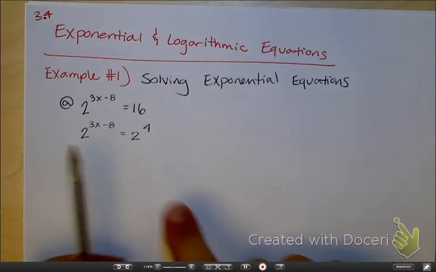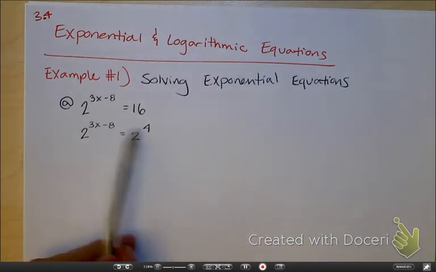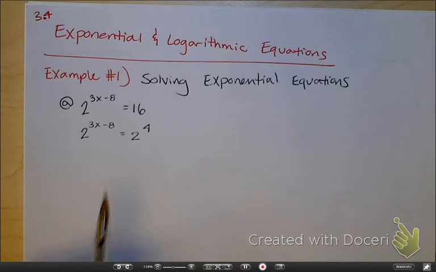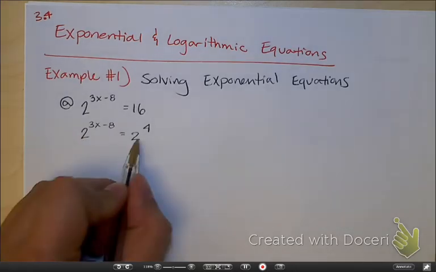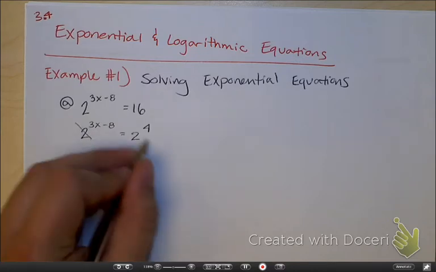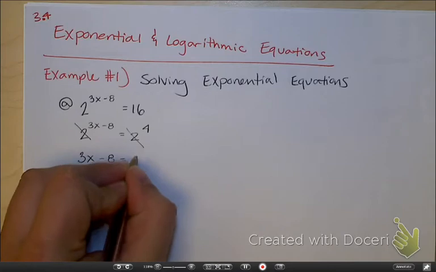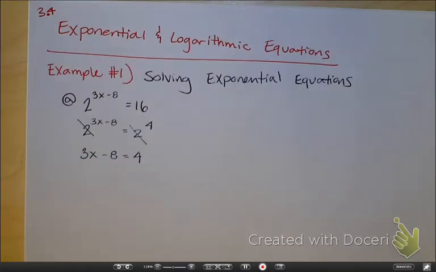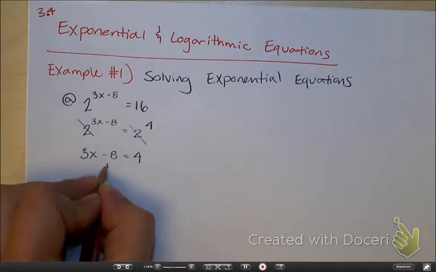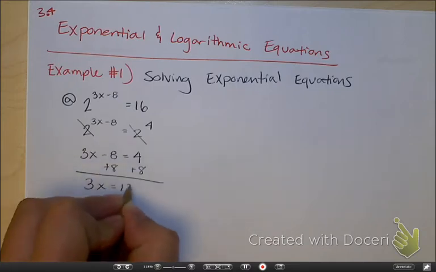So now that we have the same base, we can move on to step 2. Step 2 says set the exponents equal to each other. Set m equal to n. So because my bases are the same, then I can say that the exponents are also equal to each other. So we'll cut out the middleman, cut out those bases, and we'll say that 3x minus 8 is equal to 4. And then step 3 says to solve for the variable. So we'll solve for x by adding 8 to both sides and then dividing by 3. So 3x equals 12, therefore x equals 4.